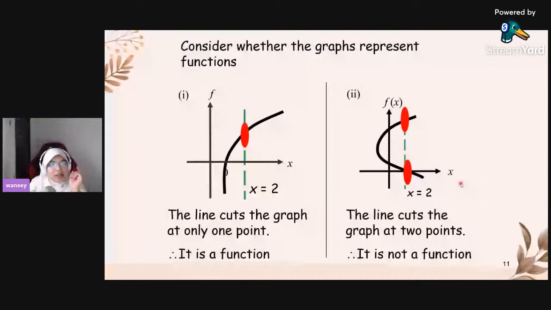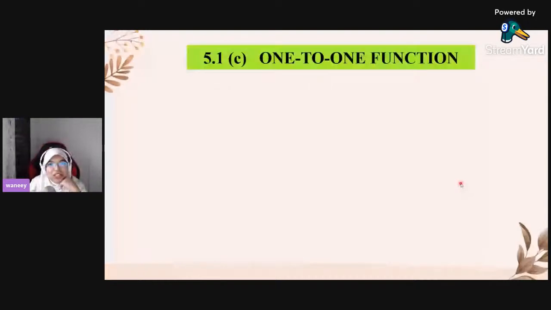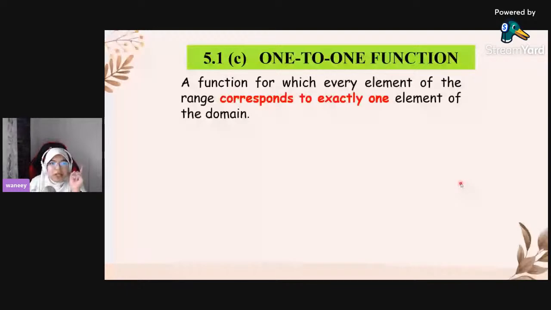One-to-one function. Okay, so whenever we are talking about function, two things. Many to one or one-to-one, but we are focusing on one because only one-to-one function has the inverse function. So that's the reason why we are more focusing on one. Okay, so a function for which every element of the range corresponds to exactly one element in the domain. Okay, we have one in range.